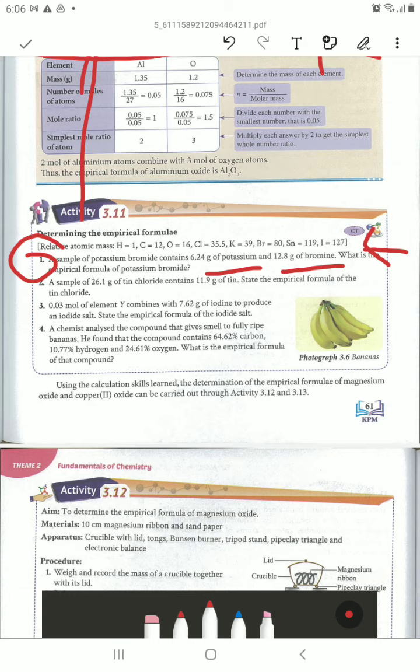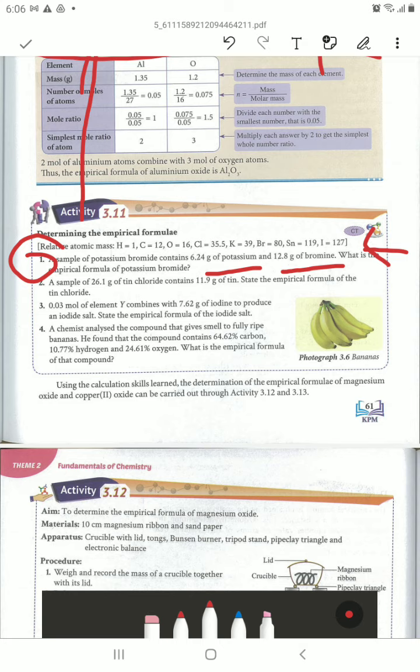How about question number 2? Question number 2: a sample of 26.1 of tin chloride. Tin is stannum. Stannum is Sn, that is its symbol. Tin chloride consists of 11.9 gram of tin. State the empirical formula of tin chloride.